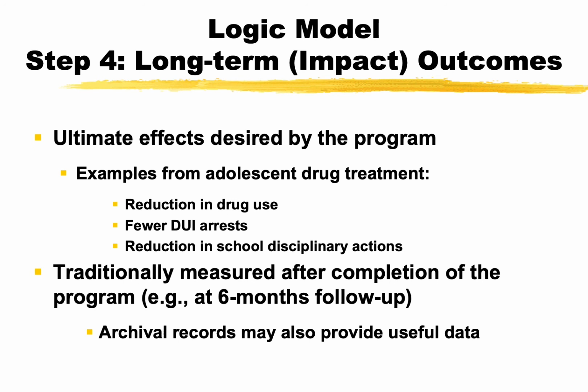Also considered here would be the reduction of risk factors related to the target behavior. So for a drug prevention program, this might include reduction in school absences and a drop in school dropout rates. Information about other impact areas can be obtained from archival data, from school and hospital records, for example.